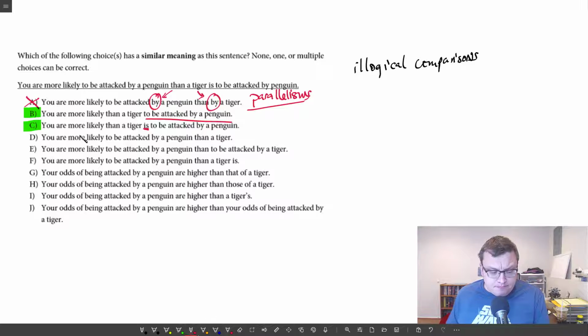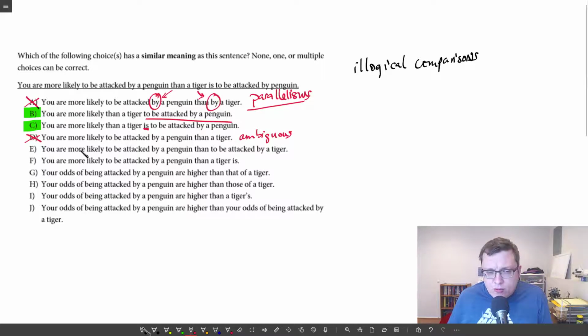How about D? You are more likely to be attacked by a penguin than a tiger. So this one is ambiguous. It could be read two ways because, if you imagine, you have to imagine what word has been left out. If the word by was left out here, then we would have choice A, and this would not be equivalent. On the other hand, if we had the word is here, then it's equivalent to the original, as we'll see with choice F. So this one, it's kind of 50-50. I'm going to say that it's not equivalent because it does have that ambiguity. It could go either way. It could be similar to the original or similar to A. And so for us, that's not quite what we're looking for. We're looking for a choice that's more consistently similar to the original.